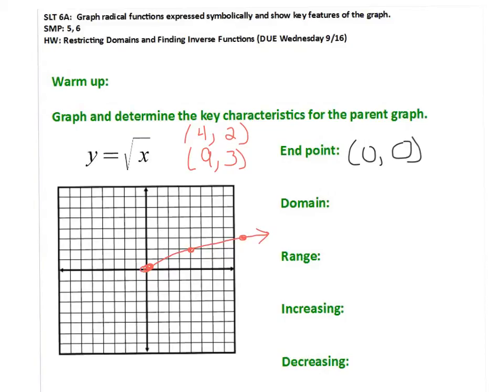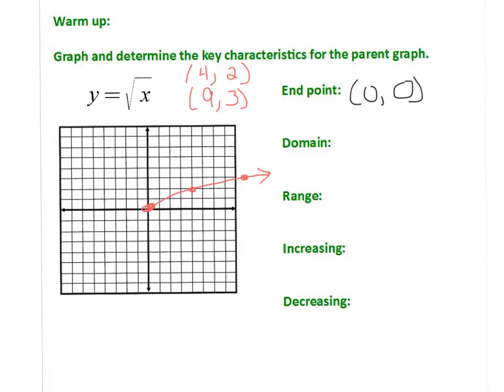So for domain and range, domain is your x values. There's nothing here until we get to 0. So our domain is x is greater than or equal to 0. The range, there's no y values until we get to this point, which is also 0. So it's y is greater than or equal to 0.